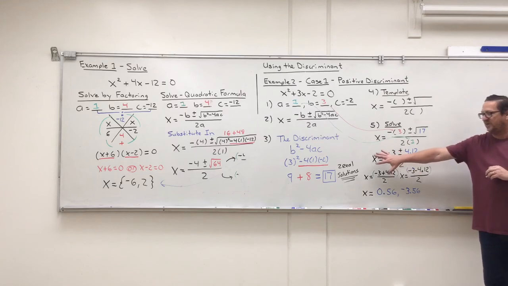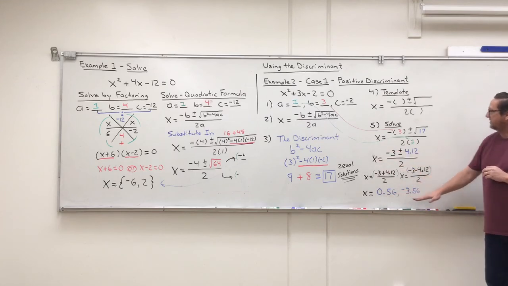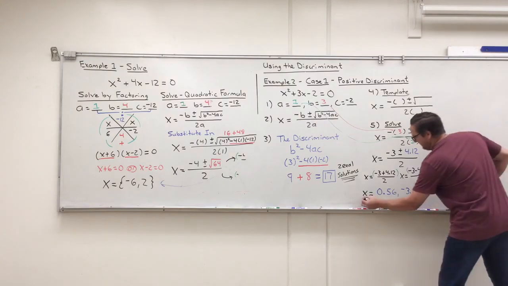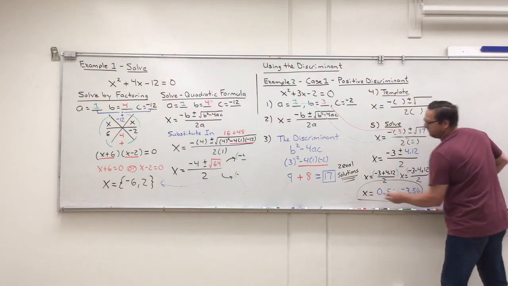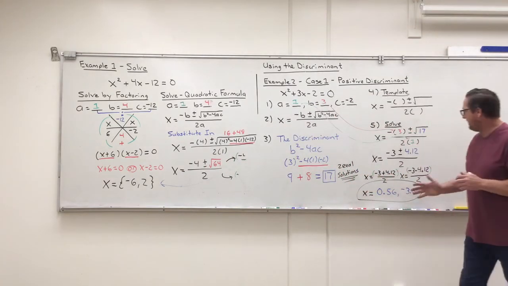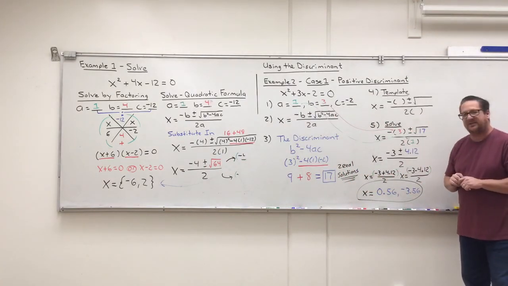Remember we said there was going to be 2 answers to this problem. 0.56 and negative 3.56. And you can see it with brackets. You might see it written this way. There's all different varieties of how this can be written.